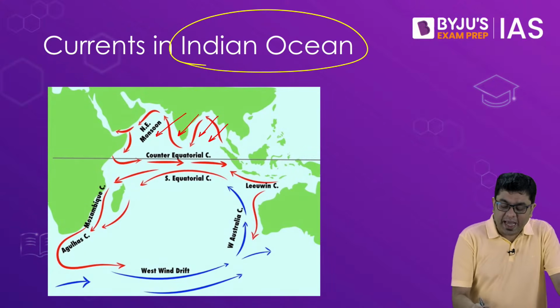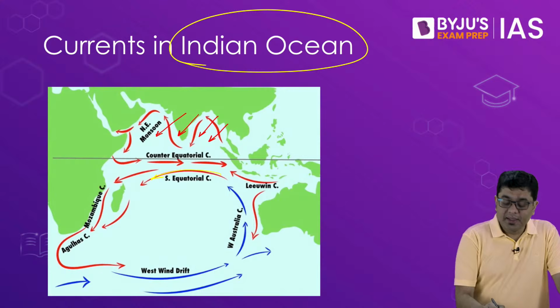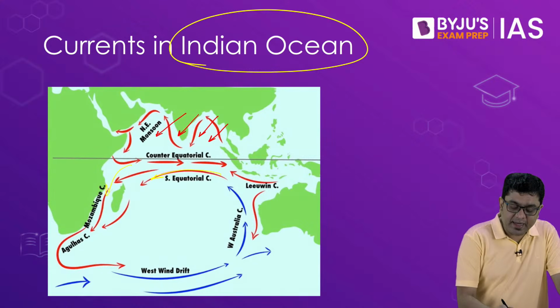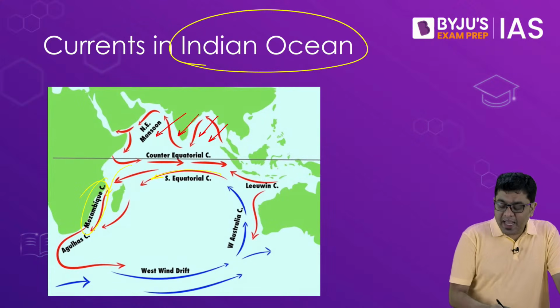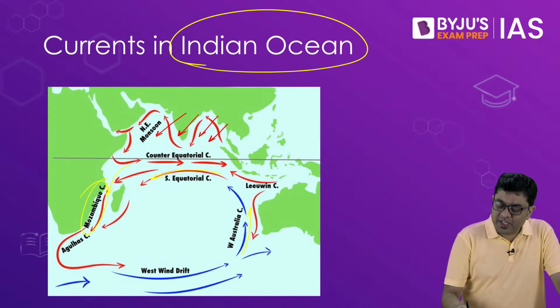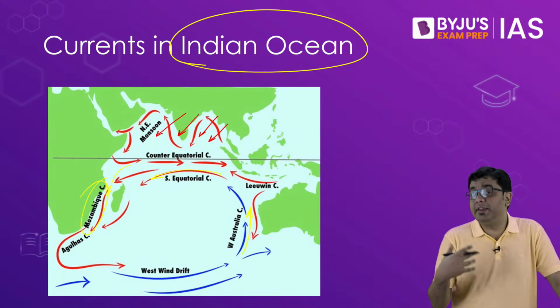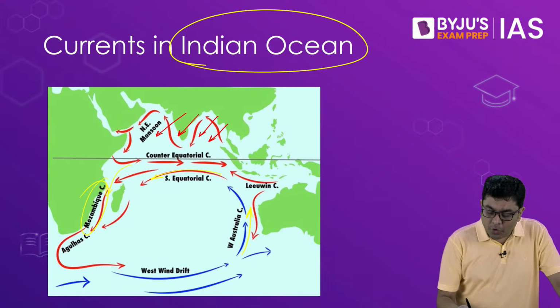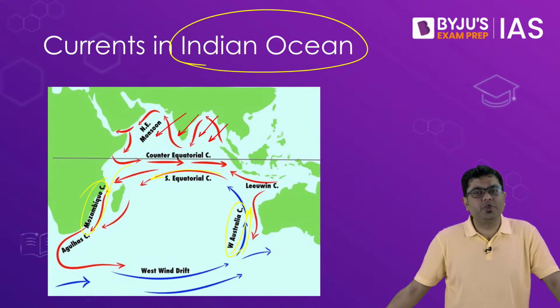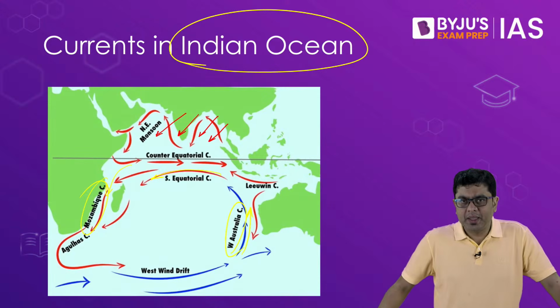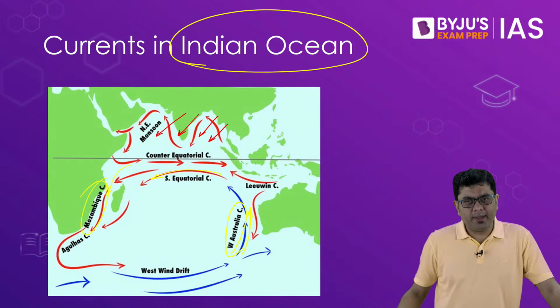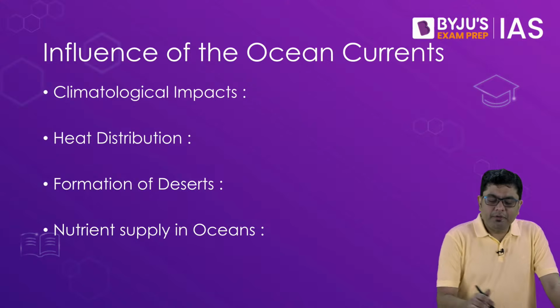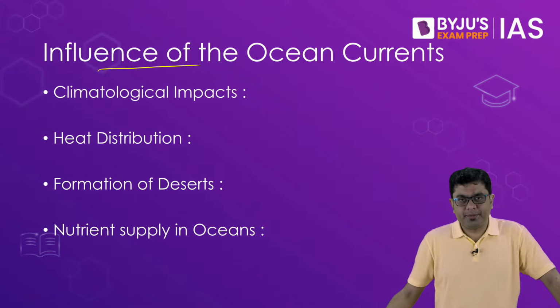So here again you will have the South Equatorial current, then you have the Agulhas current and the Mozambique current, and eventually, just like you had the Venezuela current and the Peru current in the other two oceans, here also you have a cold ocean current, that is the West Australian current. Now all these oceanic currents bring about various different influences.